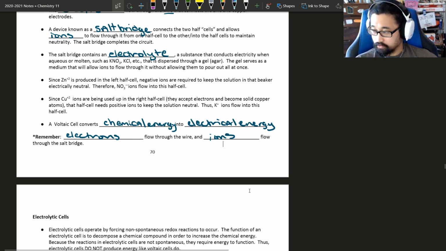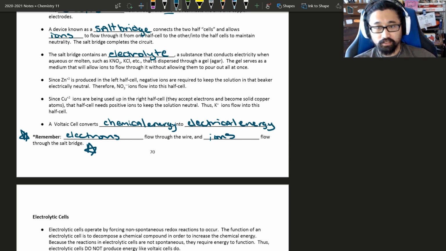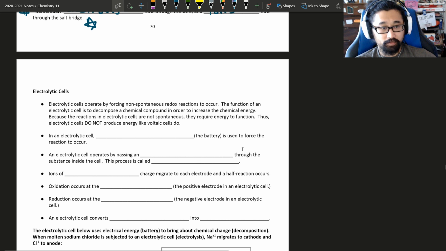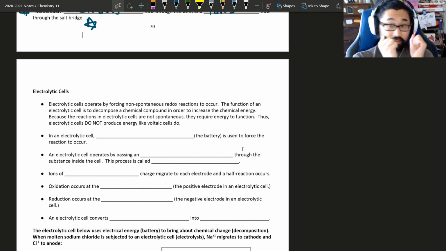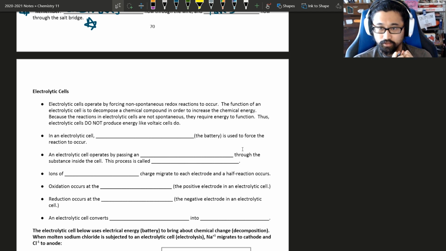And also, this statement down here. Electrons flow through the wire, ions flow through the salt bridge. Right? The last piece to this is about electrolytic cells, and you might be like, oh god, more notes. Kind of. We're just going to flip everything. So, instead of using chemicals to make electricity, we are going to use electricity to make chemicals.